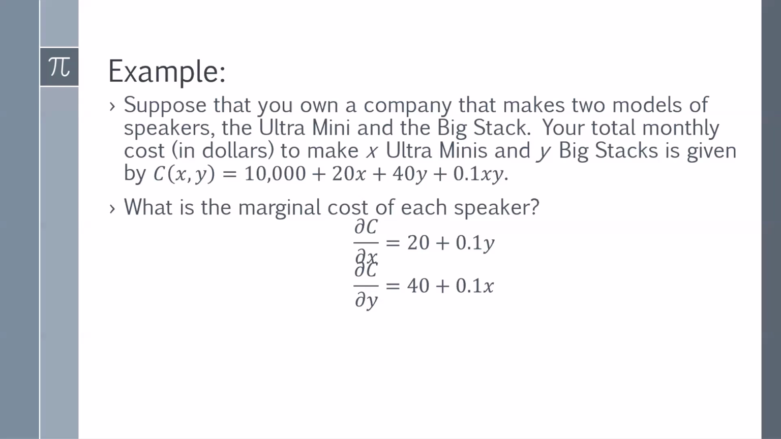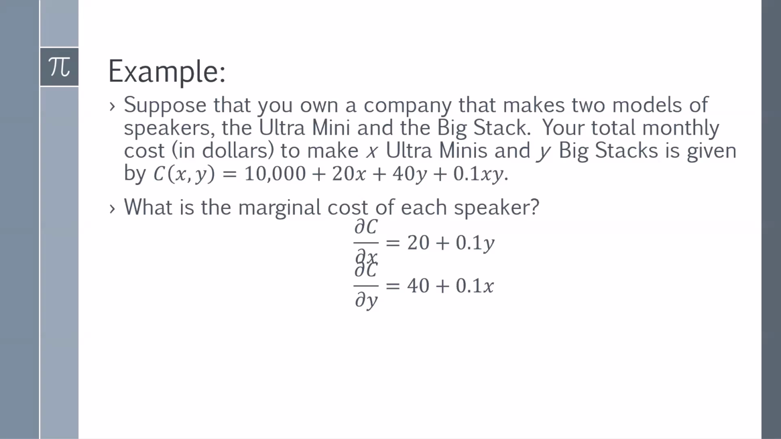Similarly, we differentiate c with respect to y. The 10,000 goes away. The derivative of 20x is 0. The derivative of 40y is 40. And the derivative of 0.1xy with respect to y, holding x as a constant, is 0.1x.